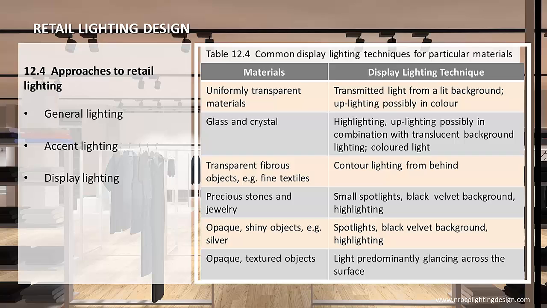For uniformly transparent materials, the display lighting technique is to transmit light from the lit background, uplighting possibly in color. For glass and crystal, the display lighting technique is highlighting, uplighting possibly in combination with translucent background lighting, colored light. For transparent fibrous objects, for example fine textiles, the technique is contour lighting from behind. For precious stones and jewelry, the technique is small spotlights with a black velvet background. For opaque shiny objects, for example silver, the technique is spotlights, black velvet background, and highlighting. And for opaque textured objects, the technique is to light predominantly glancing across the surface.